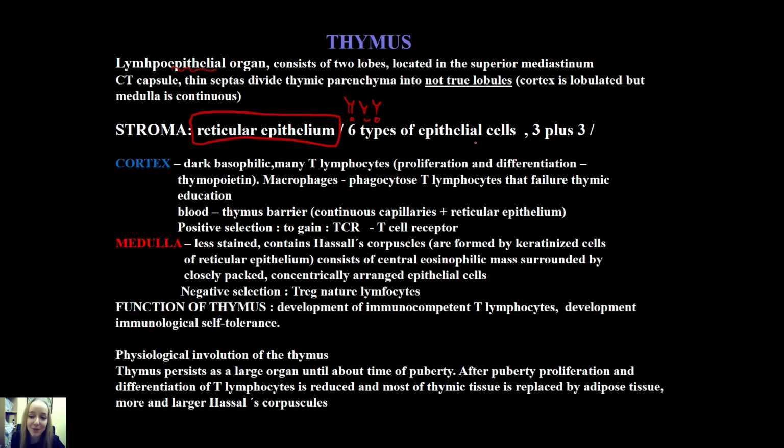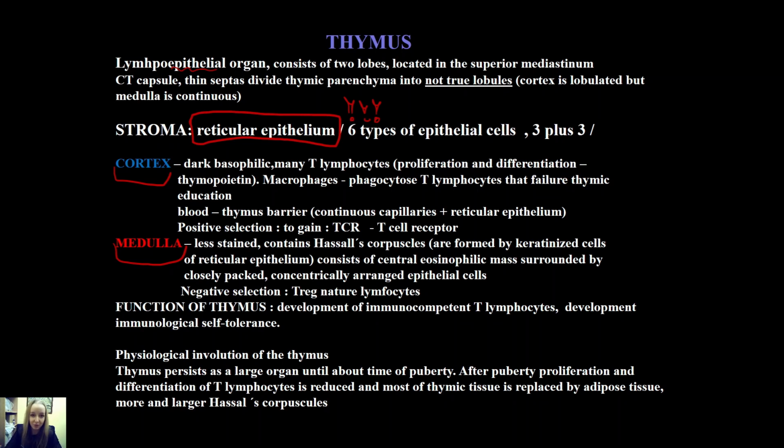We have 6 types of epithelial cells together. You don't have to differentiate them. There's no way to differentiate them in normal histological staining that we are using in our department. But you should be able to differentiate the cortex of the thymus and the medulla. We also differentiated cortex and medulla in the lymph node, as you remember, hopefully. And in the spleen we have the white and red pulp, and in the thymus once again we have a cortex and medulla. The function of the thymus you already know: development of immunocompetent T lymphocytes, which develop here.